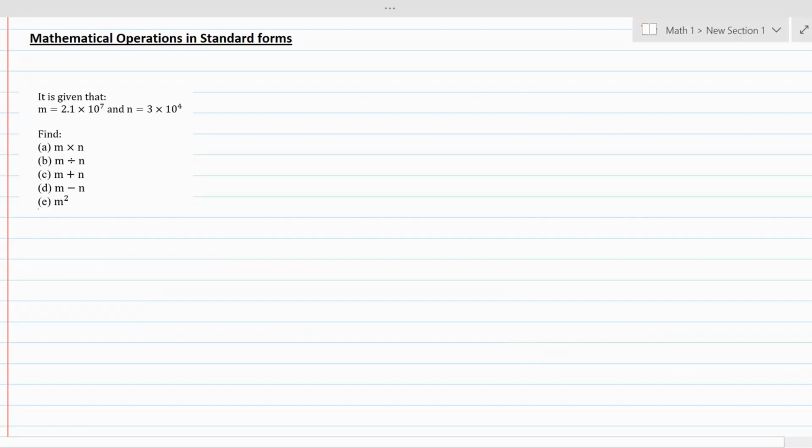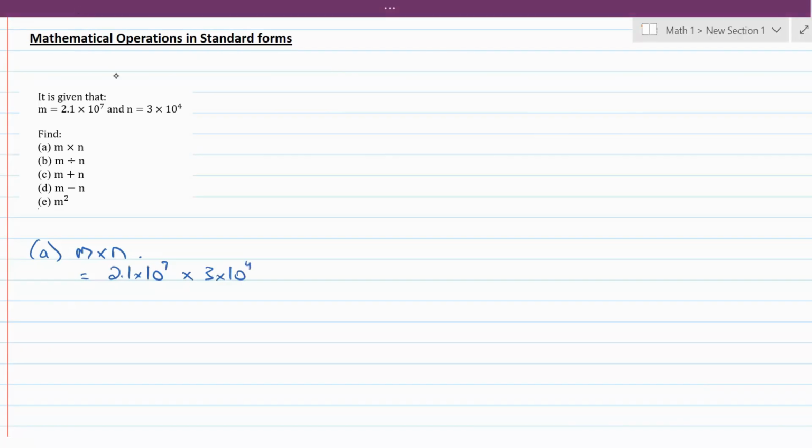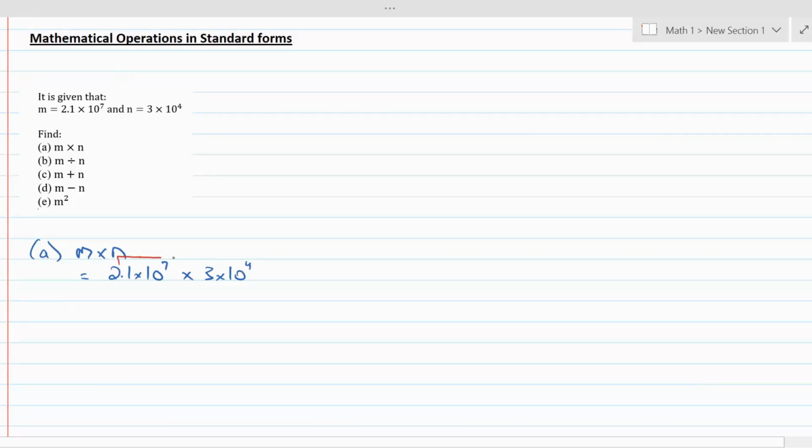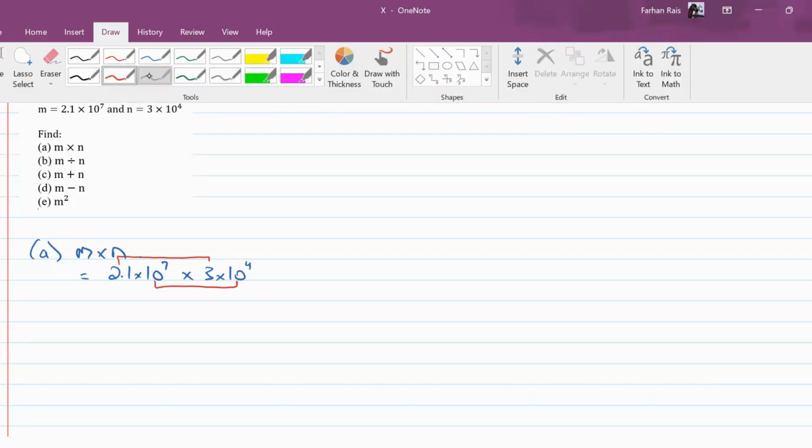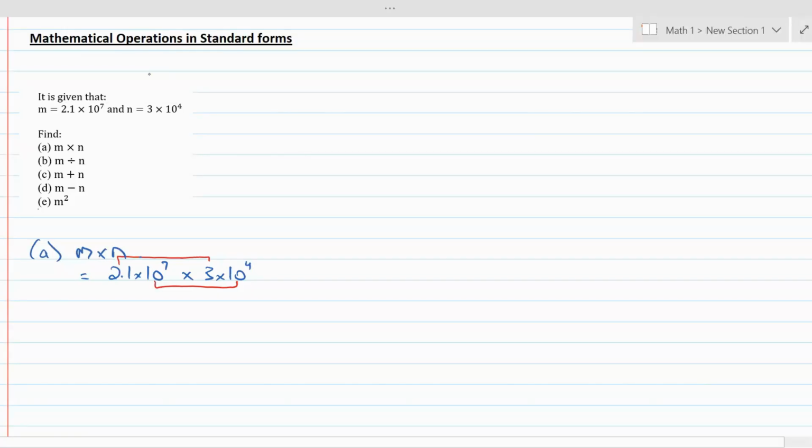Okay, so let's start with the multiplication first. M multiplied by n. So m multiplied by n means here we have two numbers: m is 2.1 into 10 raised to the power 7, multiplied by n, which is 3 multiplied by 10 raised to the power 4. And to keep things simple, we'll only focus on the numbers to be multiplied with the numbers. When I say number, it means the number before the tens power, and the tens power would be dealt with together. So this 2.1 has to be multiplied by 3 first.